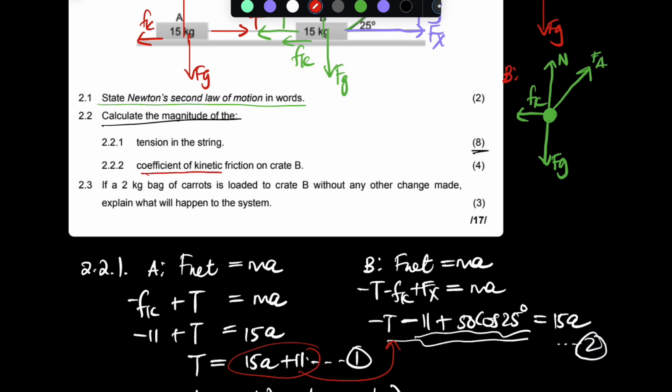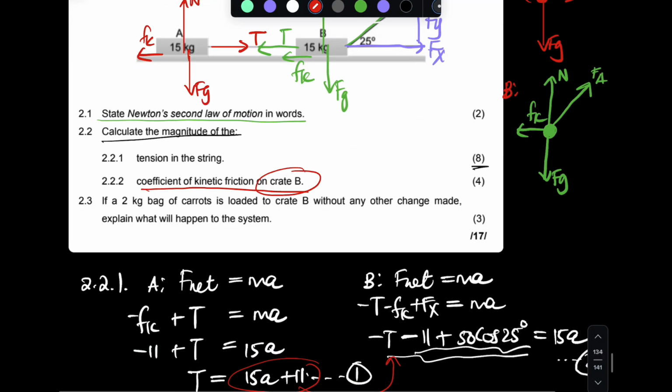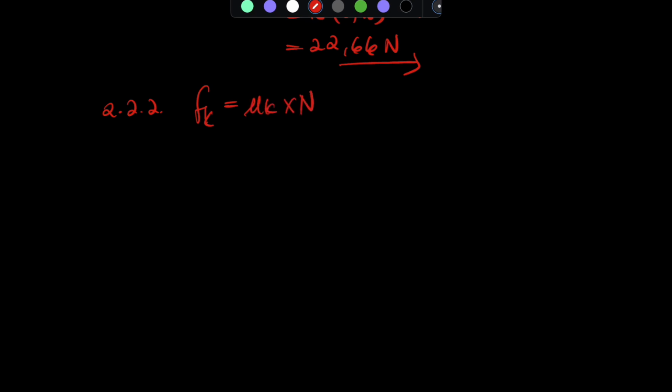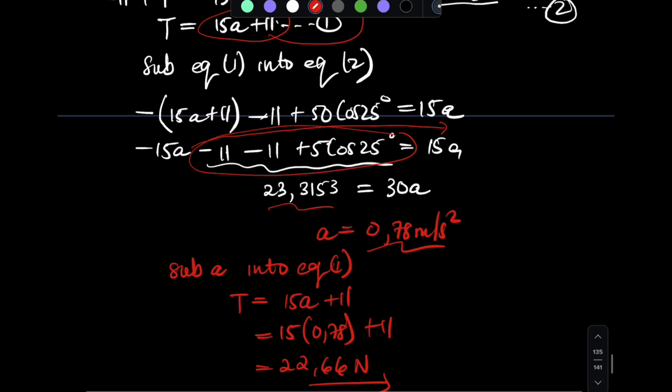Now the question says, now calculate the coefficient of friction of crate B. So we want the mu k. So this is 2.2.2. So we try this formula. Fk is equal to mu k times what? Normal force. Do we have the friction for crate B? Yes. Do we have the normal force? Yes, we can have the normal force there. So let's substitute the friction. The friction is 11, and then the mu k that we want, and then the normal force for crate B.